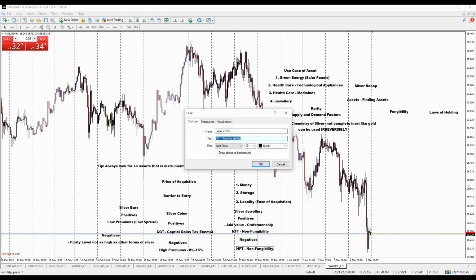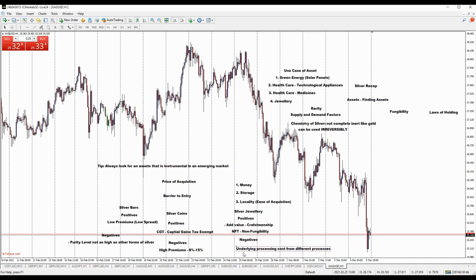So the negatives are underlying processing costs from different processes. These are the things that you have to think about.